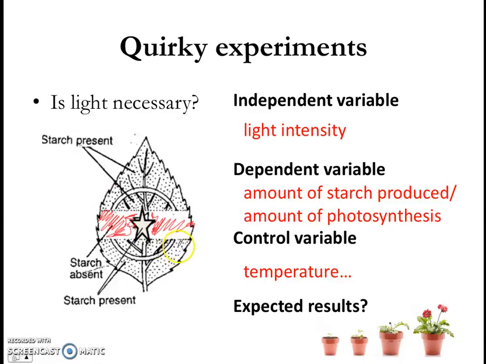Okay, control variables would be things like temperature, where do we put the leaf, what kind of leaf. And what's the expected result? Well, you would expect the parts of the leaf in the light, this part, would have starch, right? The parts covered have no starch because no photosynthesis happens. And the part here in the middle with the cutout, there'll be starch there too.